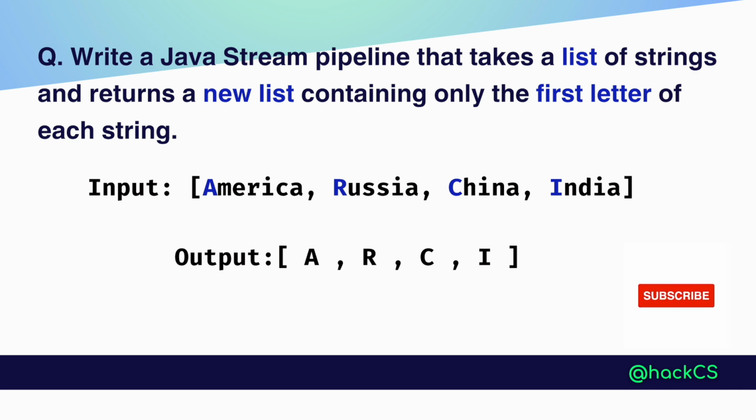We have an input and we have an output. If you look, we have a list of strings, whereas we need to get the first letter of each string. All the first letters of my input stream are highlighted, and that is how we need to create our new list in our output. Quite simple, right? Now we'll jump into the solution.